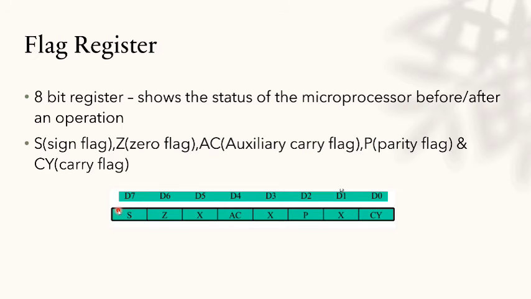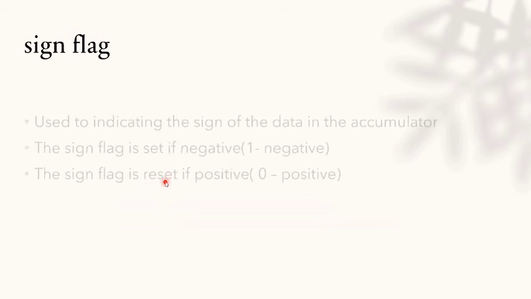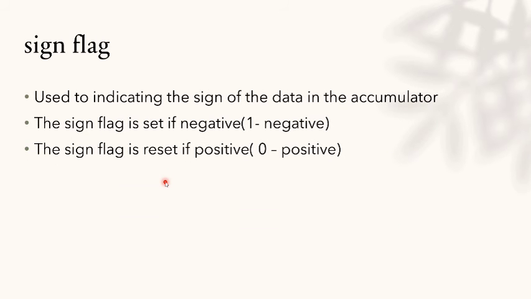You are able to see S, D7, the sign flag, and then Z, the zero flag, and then AC, the auxiliary carry flag, and then the parity flag, and then the carry flag. Now take a look at the sign flag. The sign flag is used to indicate the sign of the data in the accumulator. We are going to store something in our accumulator at the end of the operation, so it is going to show this sign.